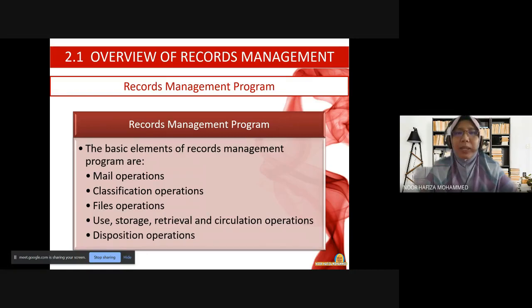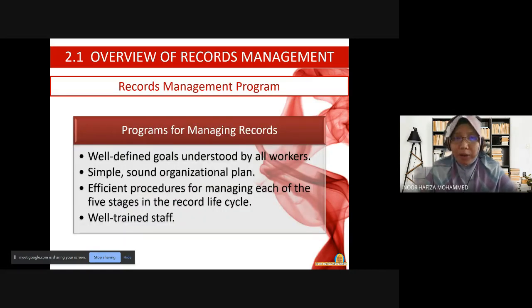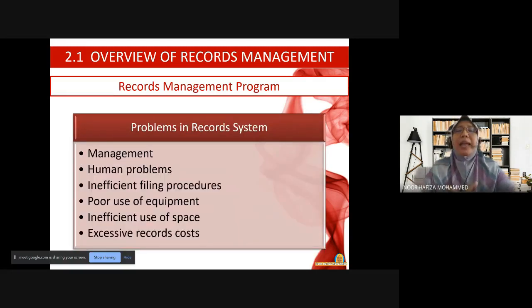Next one. What are the programs for managing records? In order to have a program to manage records, you need well-defined goals understood by all workers. It must have a simple, sound organizational plan and efficient procedures for managing each of the 5 stages of the record life cycle. We are going to learn about the record life cycle in 2.3. And you need to have a well-trained staff.